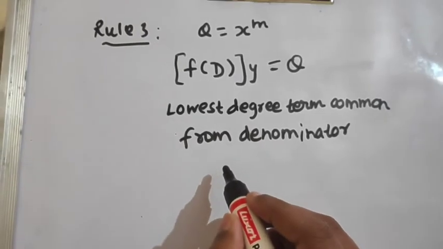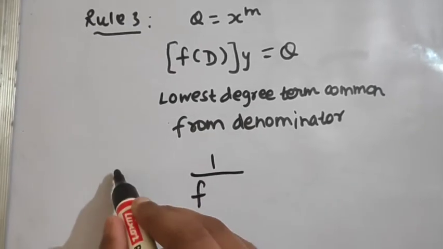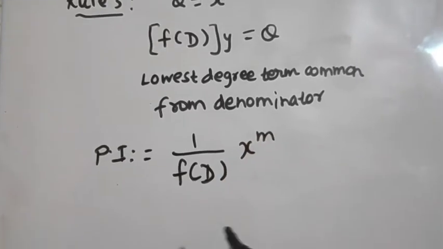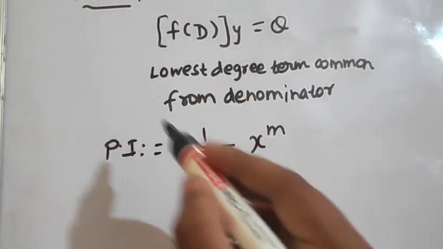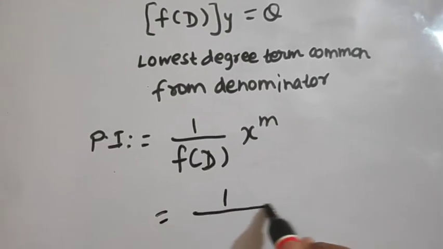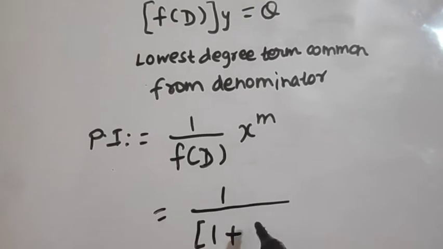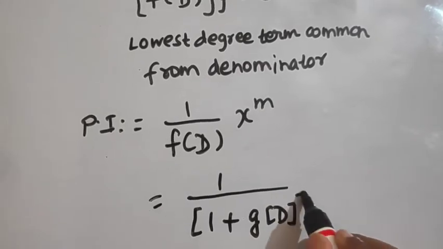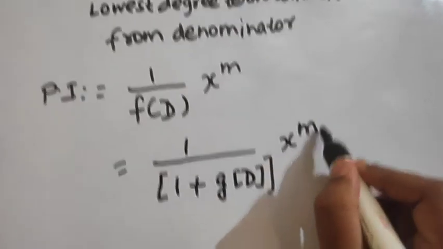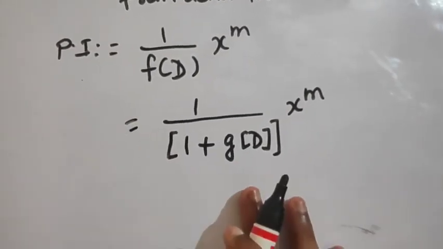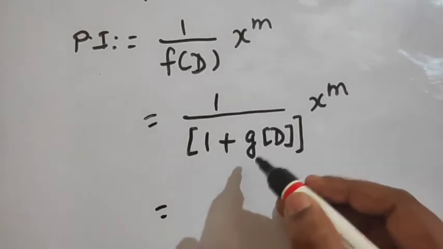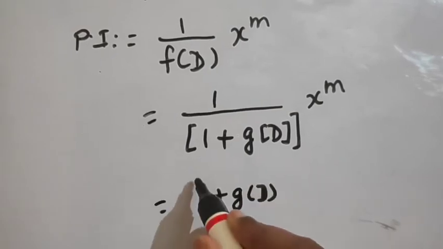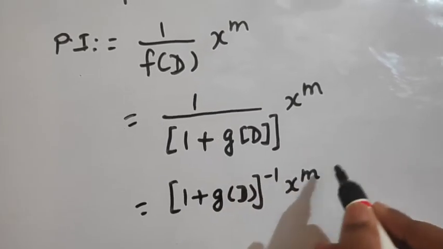For the particular integral, we generally use 1 upon f of D into x raised to power m in this particular case. If you take the lowest degree term common, you might get something like 1 plus g of D, any function in terms of D only, x power m. It might be something else also, but this is one example. Then you move this entire denominator to the numerator, so you get 1 plus g of D to power minus 1, x raised to power m.